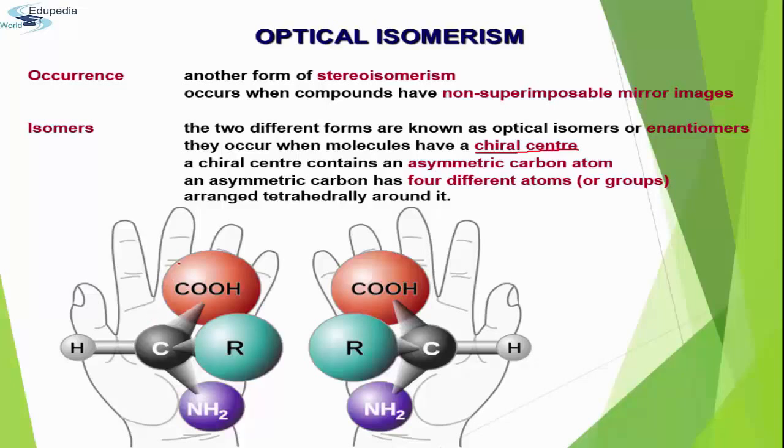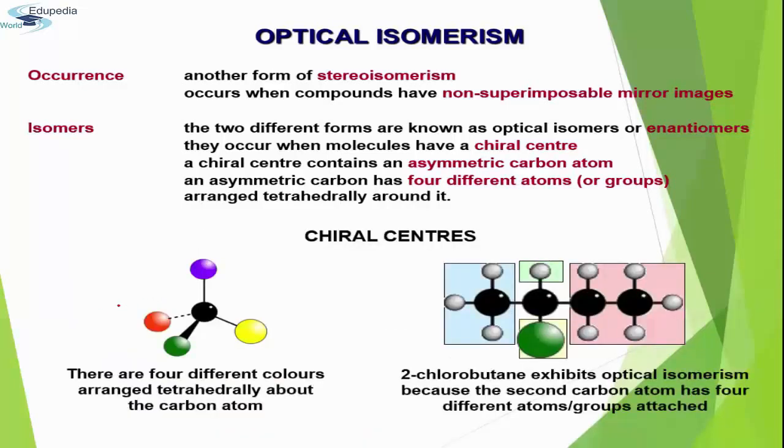So for optical isomerism, we will just check whether a carbon atom has 4 different atoms or groups attached to it or not. If 4 different groups or atoms are attached to it, then it will be chiral and it could show optical isomerism. So in this first case, it has 4 different atoms attached to it, so it is chiral, so it will show optical isomerism.